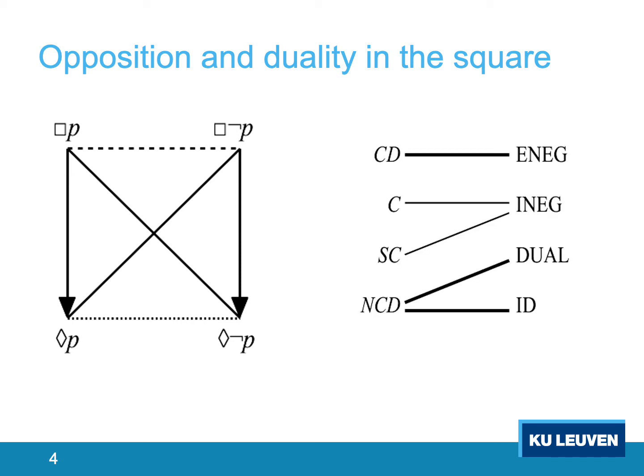On the left we have the four opposition relations, and on the right we have the four duality relations. And we see that the opposition relation of contradiction, for example, co-occurs twice with the duality relation of external negation, namely on the diagonals of the square. Furthermore, internal negation co-occurs once with contrariety, namely on the upper side of the square, and once with subcontrariety, namely on the lower side of the square.